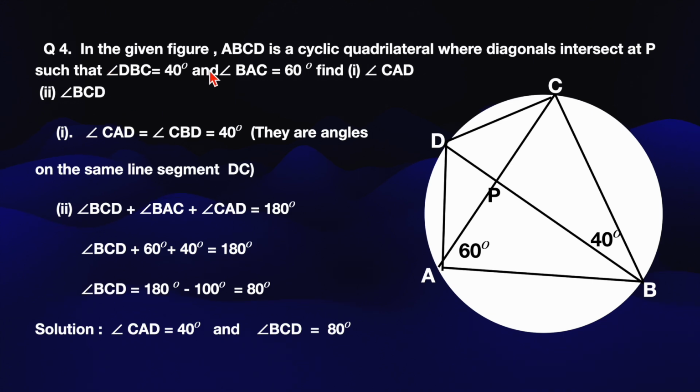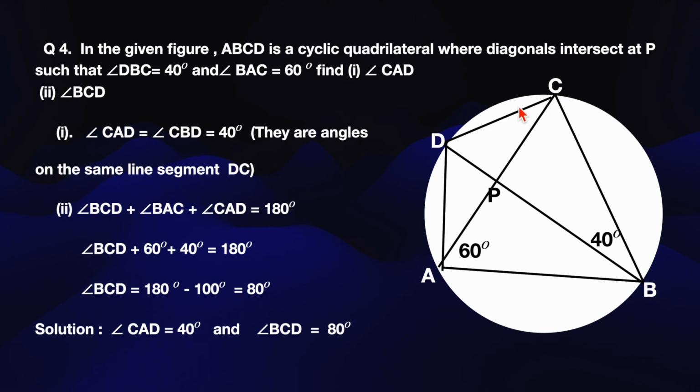Question 4. In the given figure, ABCD is a cyclic quadrilateral where diagonals intersect at P such that DBC is equal to 40 and BAC is equal to 60. So this is a cyclic quadrilateral and these two angles have been given. We are asked to find CAD. That is this angle, CAD.